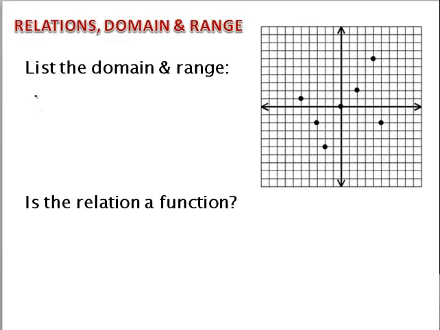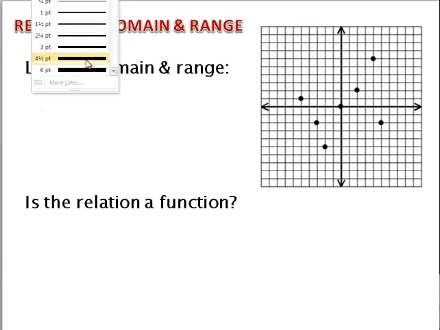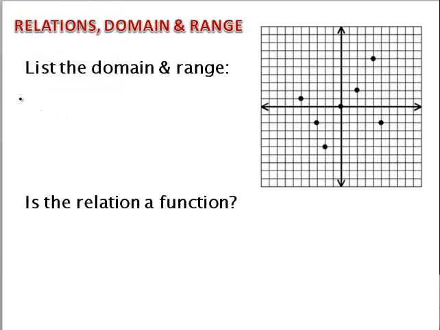Let me fix my pen here again. The domain, I'm going to write domain equals, and I'm going to put it inside set brackets since it's a set. I'm going to list these in order from least to greatest. So it's -5, -3, -2, 0, 2, 4, 5. I'm sorry, that was a 5, not 6.